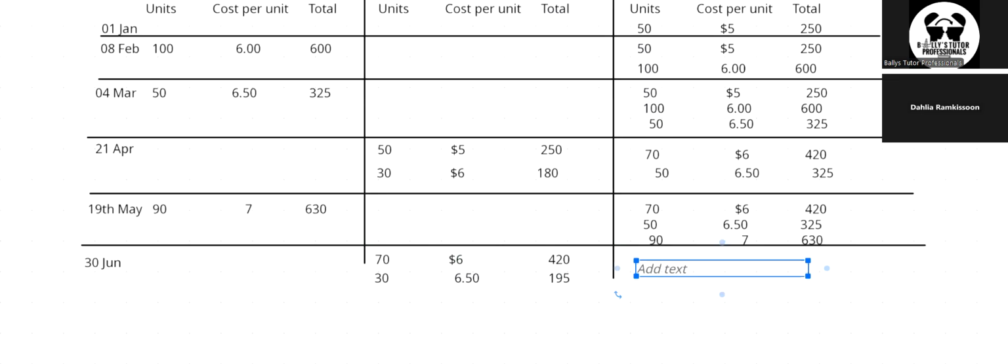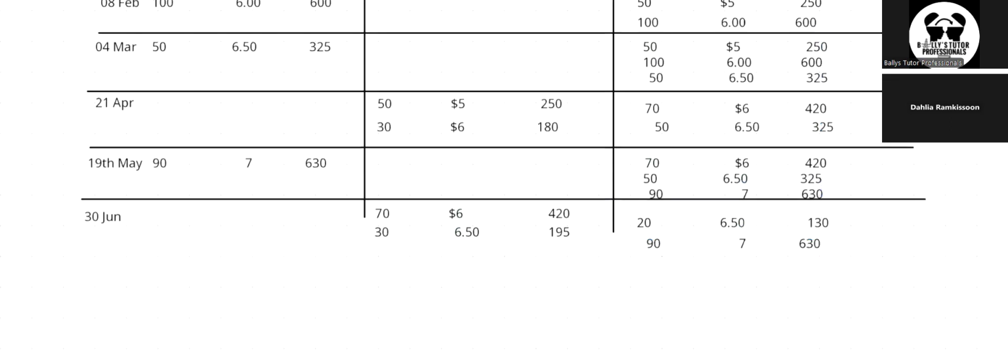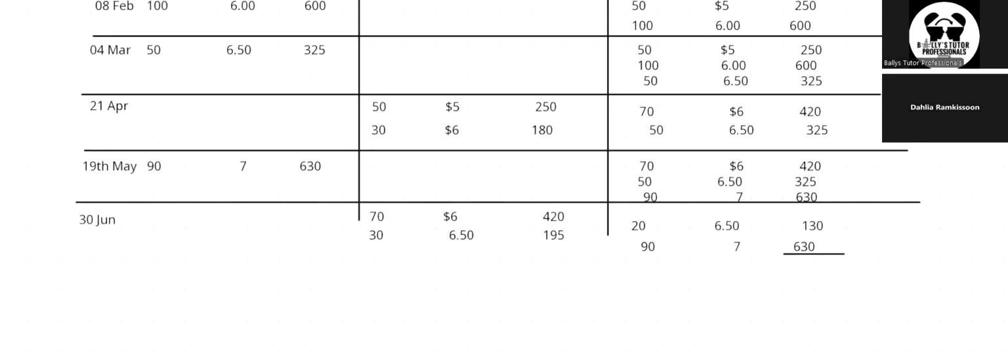And then I still have this 90 from before. So the total value of my goods as at the 30th of June, because that was the last transaction, would be 630 plus 130. $760. Do you think you understand? Yeah, more or less. Right. That is FIFO. First in, first out.